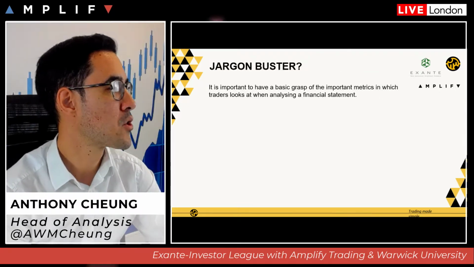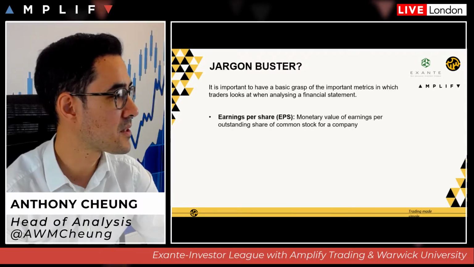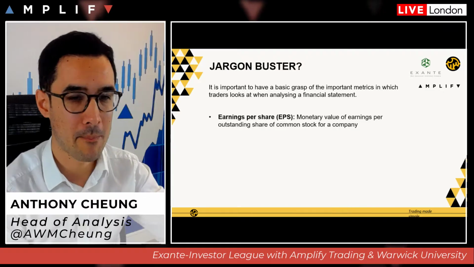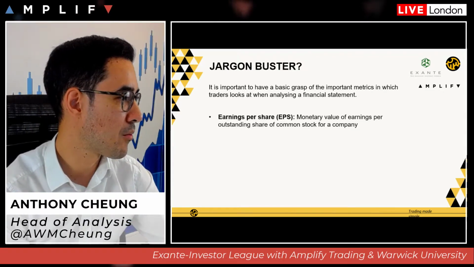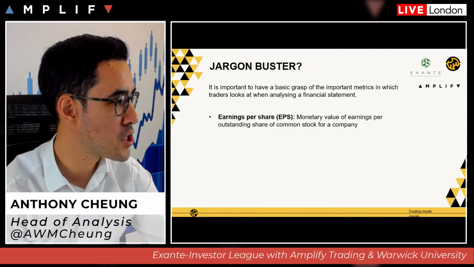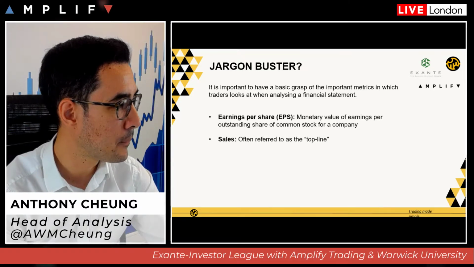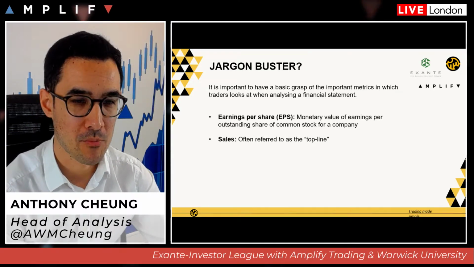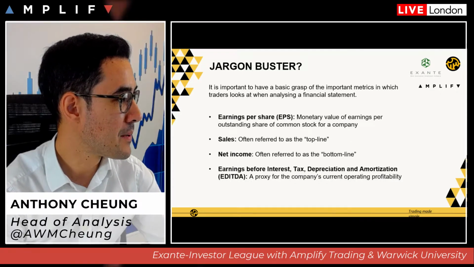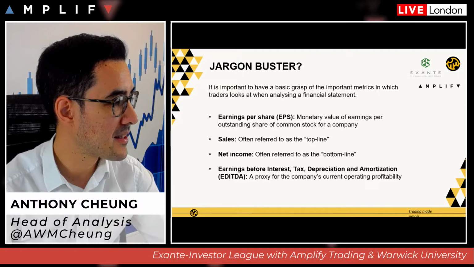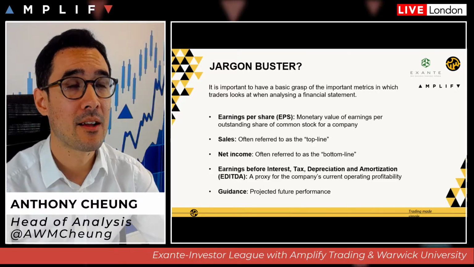Jargon buster: I just thought I'd put a couple of points about how to interpret an earnings report, and these are just some of the top metrics to be aware of that will define how the share price will normally move. The top one with American companies is earnings per share, the monetary value of earnings per outstanding share of common stock for a company. Sales, which I'm sure you're familiar with, is the top line, net income is the bottom line, and then EBITDA is a proxy for the company's operating profitability.